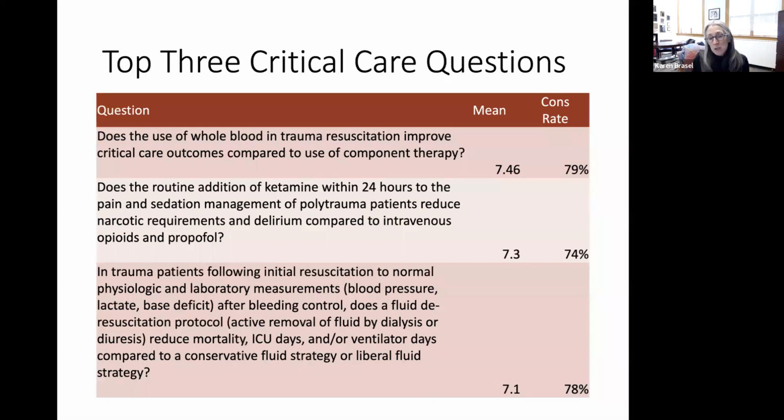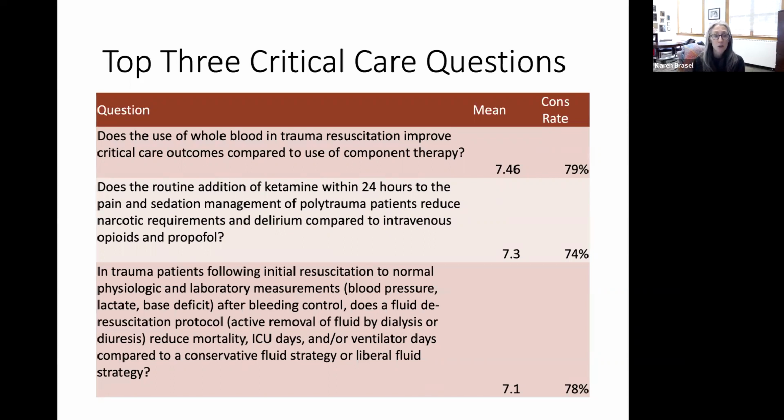The next specific question: does the routine addition of ketamine within 24 hours reduce narcotic requirements and delirium? Almost as high. And you can put this in the bucket of questions related to delirium, and that overall topic was rated very highly. I think that highlights the patient population that many of us see, and the number of geriatric patients and the difficulties in caring for geriatric trauma patients who are frail with comorbid diseases and now have traumatic injury.